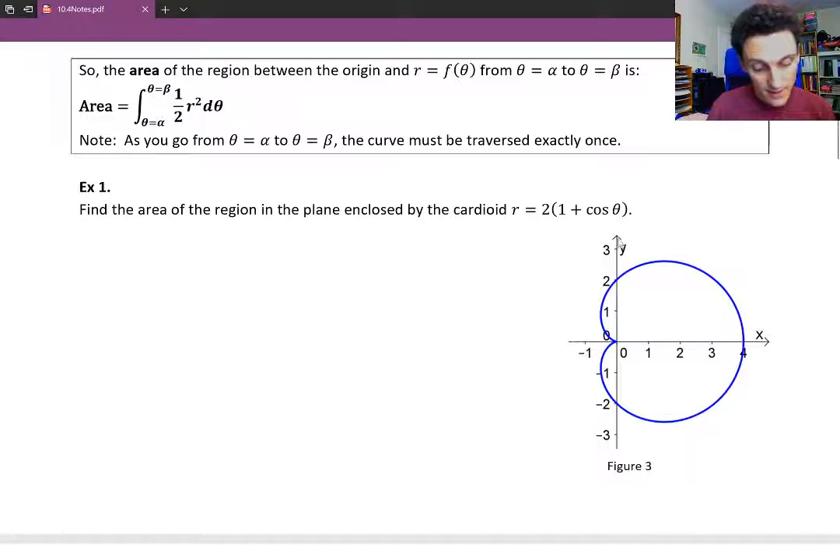And in this case, we can think if theta equals 0, that's the biggest cosine ever gets. Cosine gets to be 1. 1 plus 1 is 2, times 2 gives you an r value of 4. So you're going to start out here at an r value of 4.